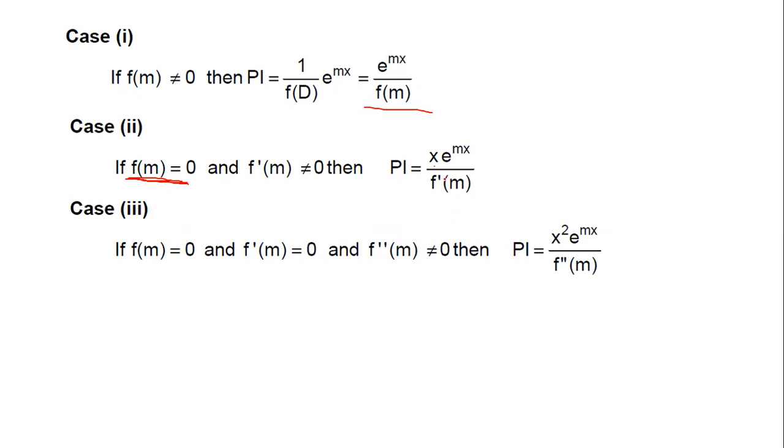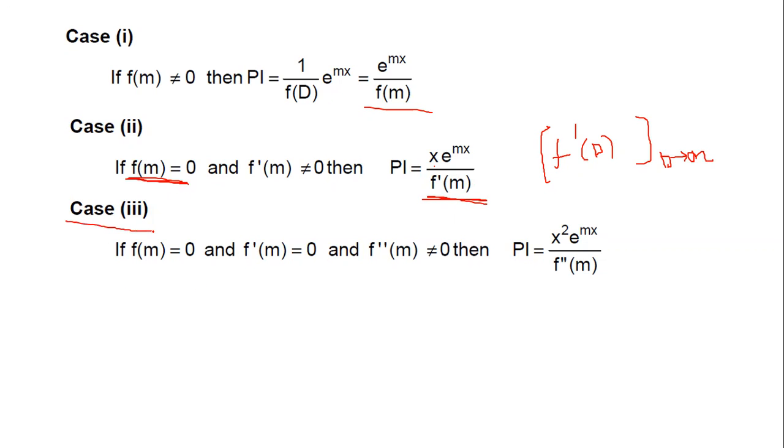So x e power mx by f dash of m. What is the meaning of this f dash of m? That means you have to differentiate the denominator with respect to D and then substitute D equal to m. This f dash of m can be written as f dash of D, where D tends to m. Similarly, whereas f dash of m is not equal to 0.